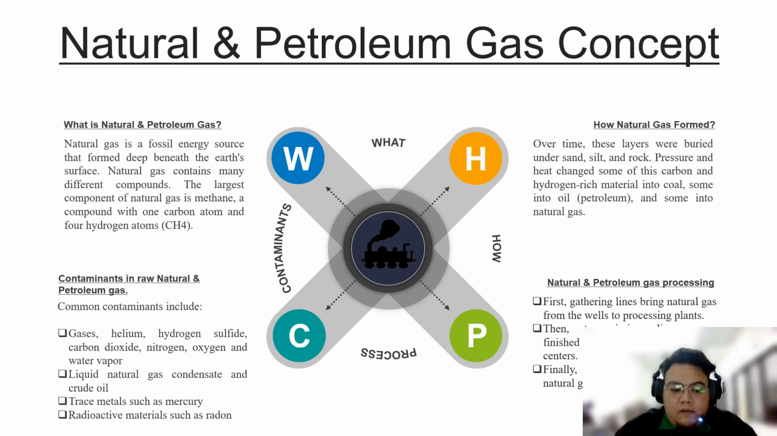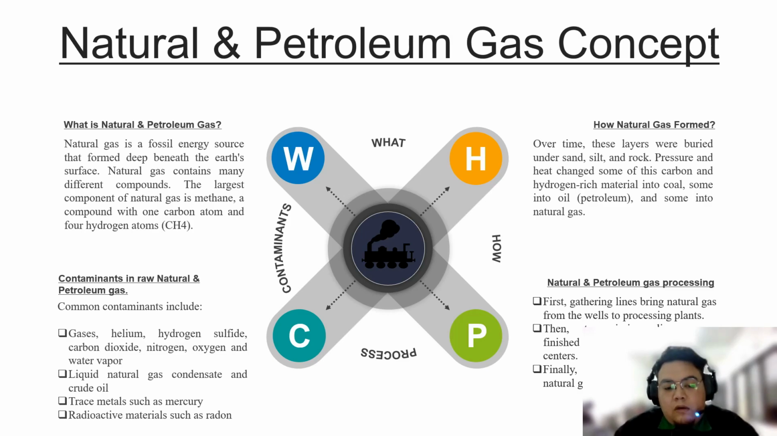First, gathering lines bring natural gas from the well to the processing plant. Then transmission lines carry finished natural gas to the distribution center, where finally distribution lines carry the natural gas to homes and businesses. So next is contaminants in raw natural and petroleum gas.